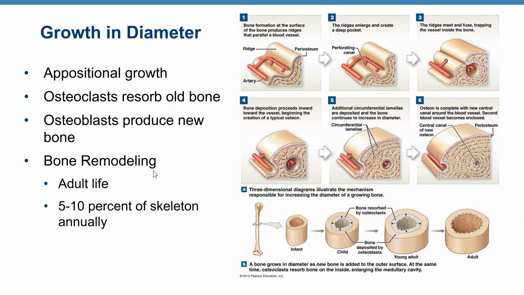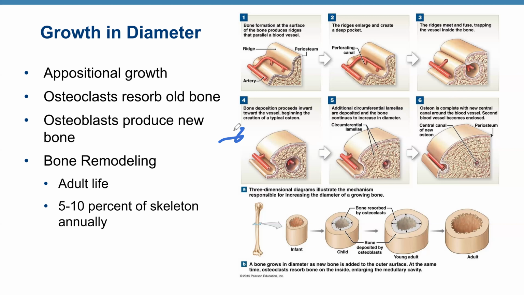Right, so now let's look at how bones grow in diameter, appositional growth. This is what happens over here. We're going to start with a picture that shows bone formation at the surface of the bone that produces ridges that parallel blood vessels. So here we have formation of bone on the surface, and we produce these ridges. The ridges enlarge and create deep pockets. Then the ridges meet and fuse, trapping the vessels inside the bone.